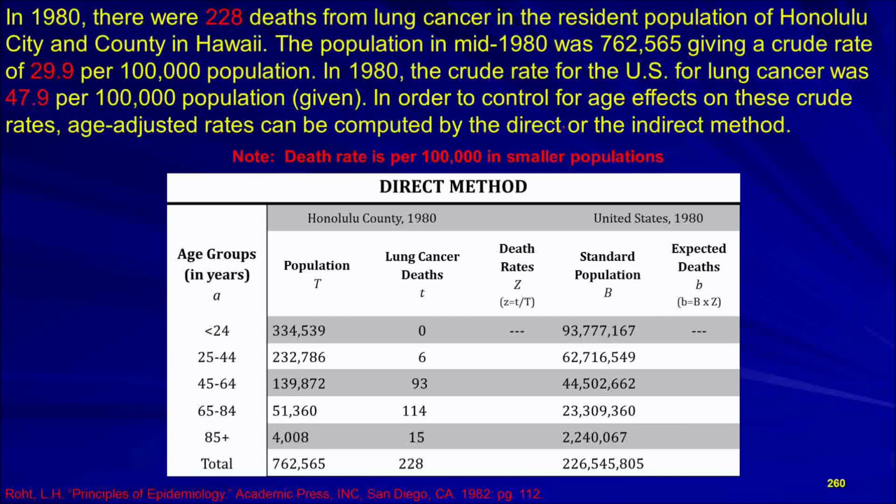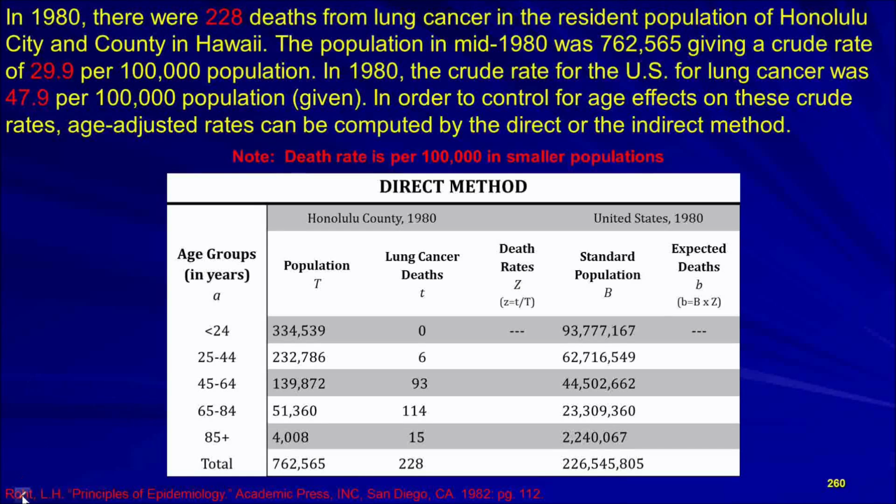And in order to control for the age effects of these crude rates, age-adjusted rates can be computed by the direct or the indirect method. Okay. I'd like to show you now where we got the crude death rate. We took, let me see, I'm trying to get my arrow to function, and it's a little smaller than normal.